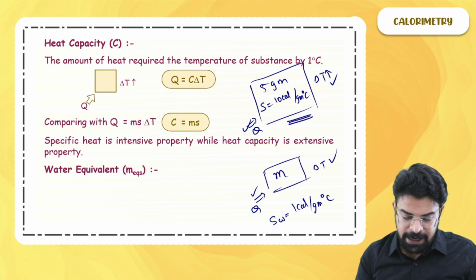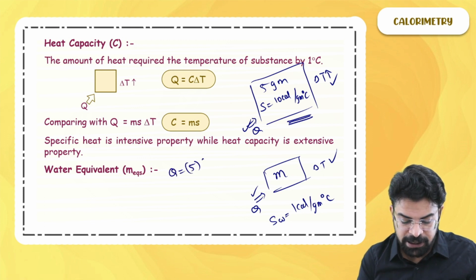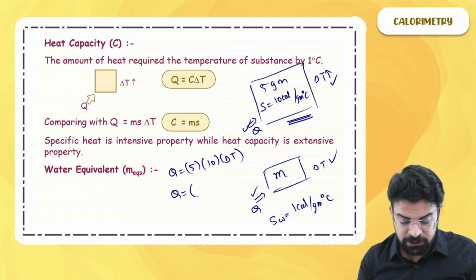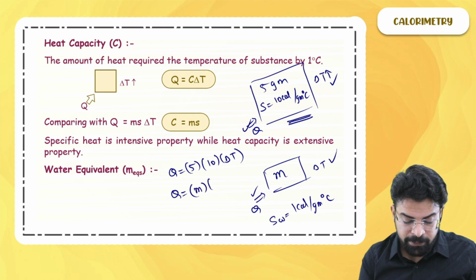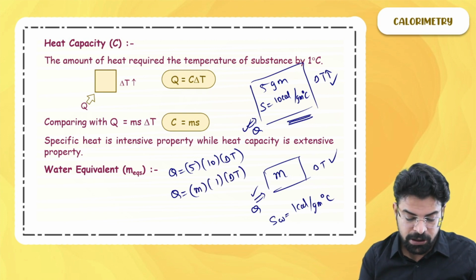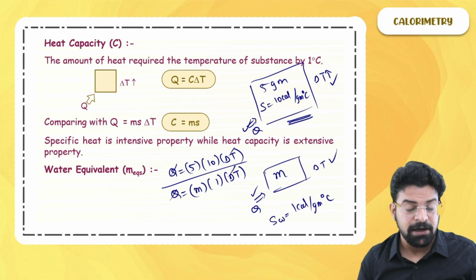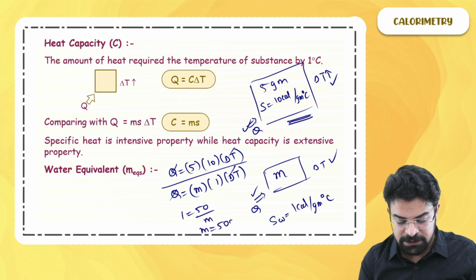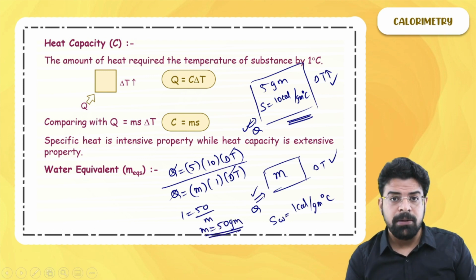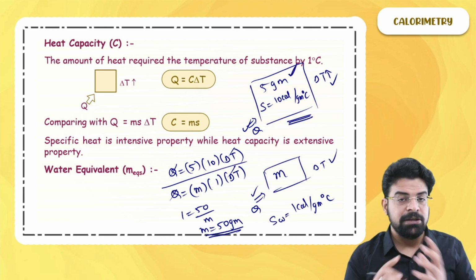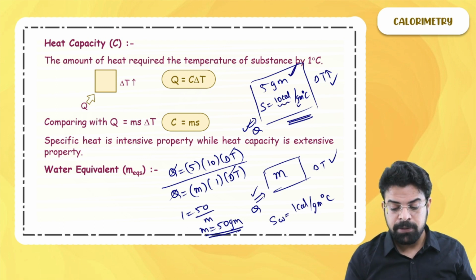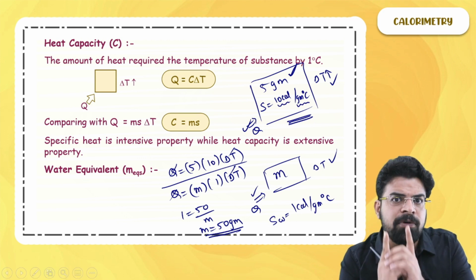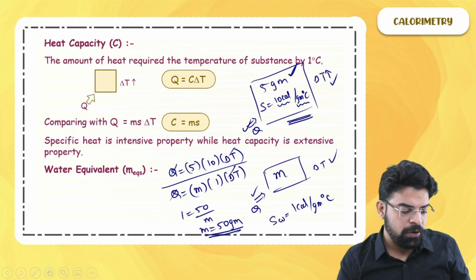So for the body, you will write the equation as heat given equals its mass 5 into specific heat 10 into delta T. And for water, you will write heat given equals the equivalent mass of water, which we need to find, m, into its specific heat 1 into delta T. Dividing both sides, Q gets cancelled, delta T gets cancelled. So you get 1 equals 50 by m, or the mass of water that has to be placed is 50 gram. So in place of having 5 gram of substance whose specific heat is 10 calorie per gram degree centigrade, we can think that we have got 50 gram of water. It will show the same rise in temperature on providing the same amount of heat.